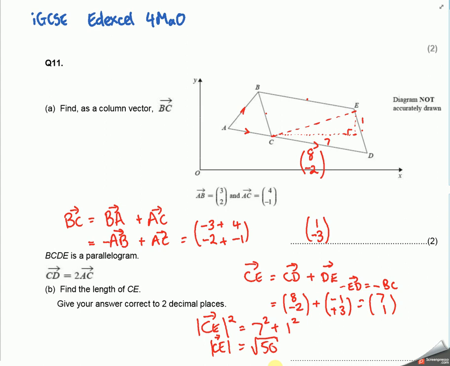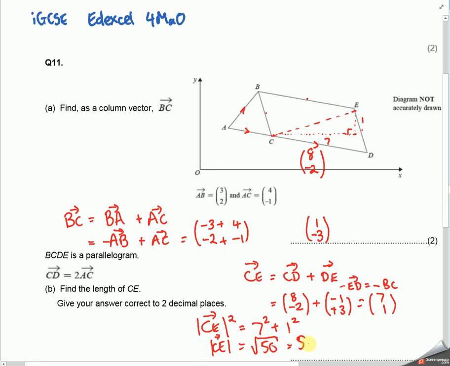Now normally I would take an accurate answer, i.e. 5 root 2. Five squared is 25 times 2 goes inside the bracket. Calculate that, and they notice they want it to 2 decimal places. So the square root of 50 is 7.07106. It says it wants 2 decimal places in the answer.